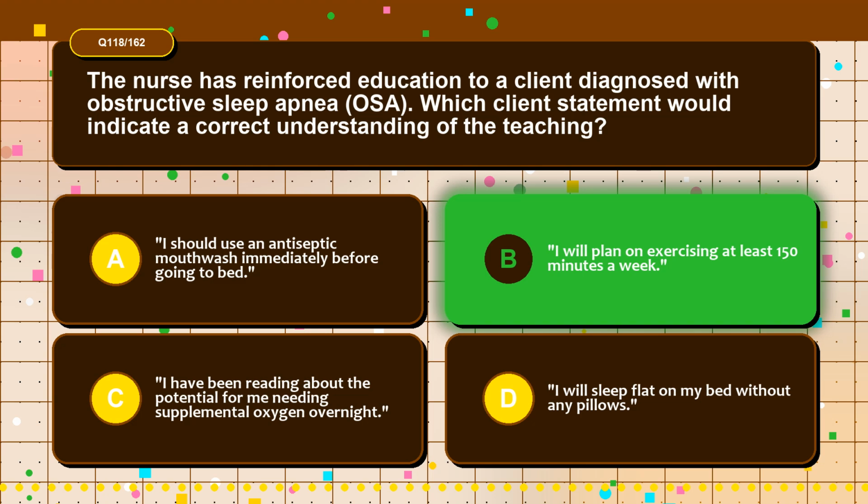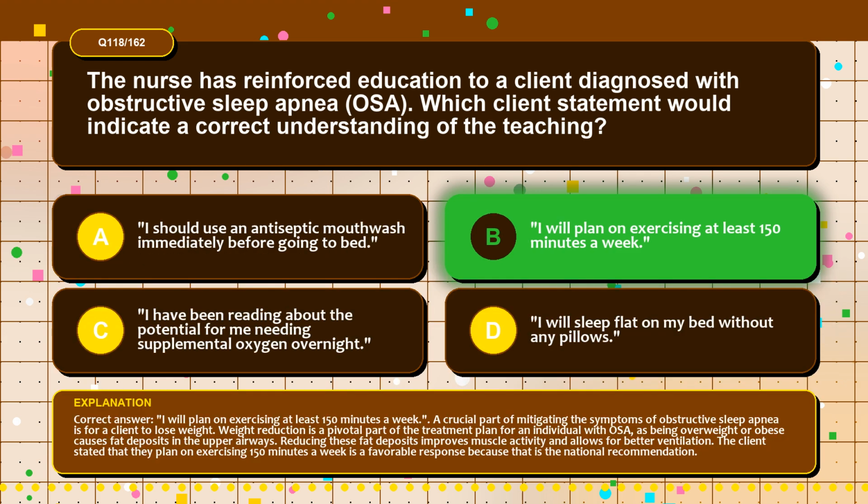The correct answer is option B. I will plan on exercising at least 150 minutes a week. Correct answer. I will plan on exercising at least 150 minutes a week.